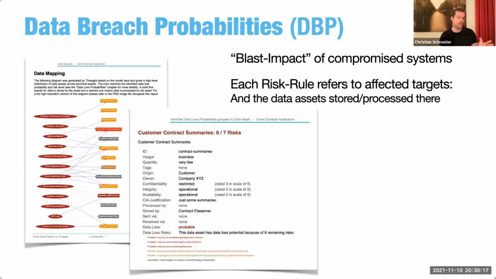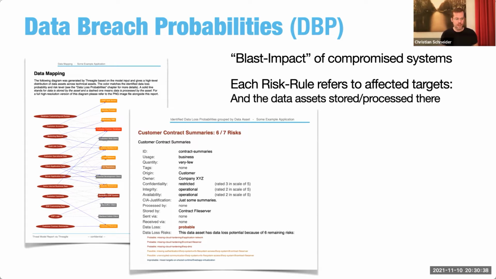And the colors here are all red because in this example file, there are not too many mitigations already applied. And that's interesting from the data protection point of view. So you have a view data asset by data asset where a data breach probability is calculated. And it actually takes the blast impact of those identified risks into account.